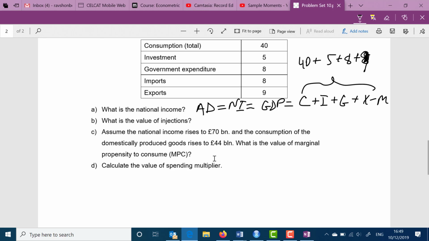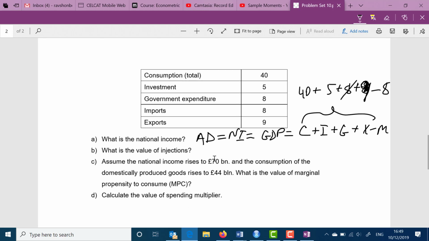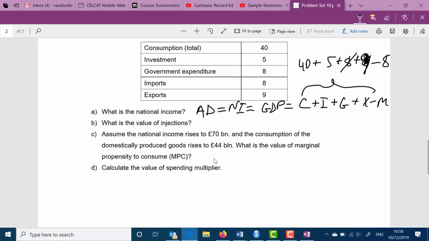That's 9. 9 minus 8. So the 8s cancel out. 54. Exactly, yeah, 54 now. Thank you. So GDP is 54, national income is 54.